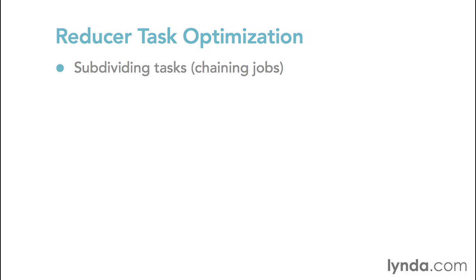The first thing is, just like we did with the mappers, subdividing. So if you see reducers being overloaded, possibly you're trying to have the reducers do too much work, and you should break this into a separate job and just run it straight through another set of mappers and then through another set of reducers, so job chaining.